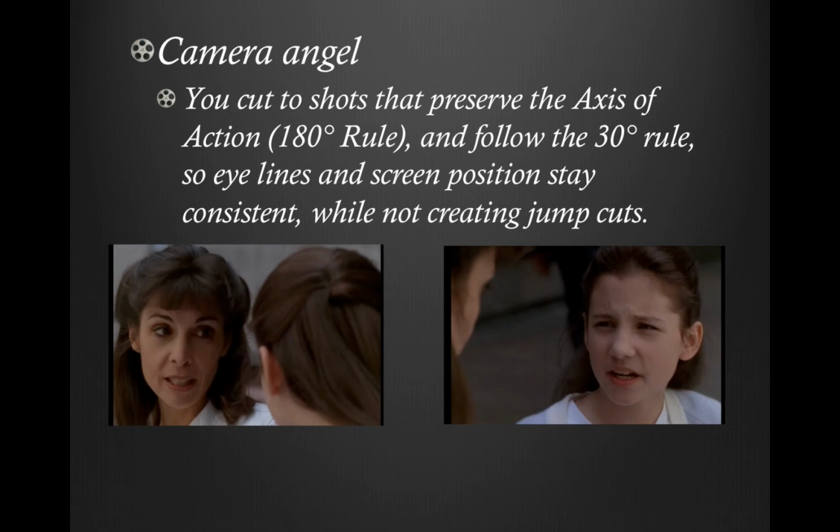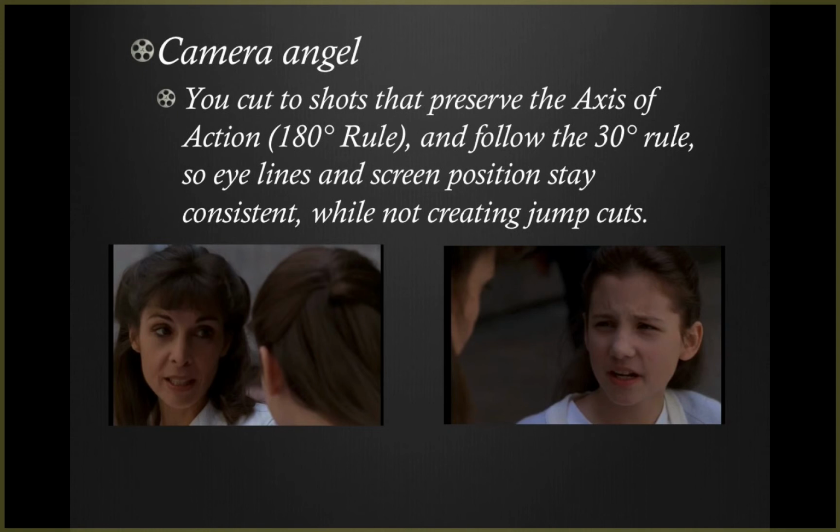All right, camera angle. You cut to shots that preserve the axis of action, another way of saying the 180-degree rule. And you follow the 30-degree rule so that eye lines and screen position stay consistent while not creating jump cuts. So what this means is that with camera angles, you're making choices that make logical sense and you don't break that 180-degree rule line. And you also follow the 30-degree rule line, which we talked about in previous lectures.